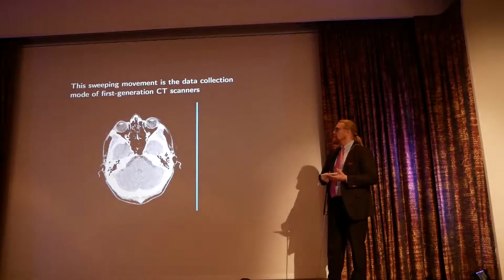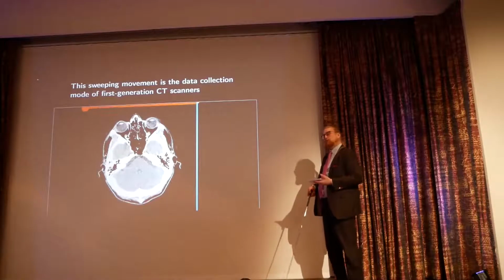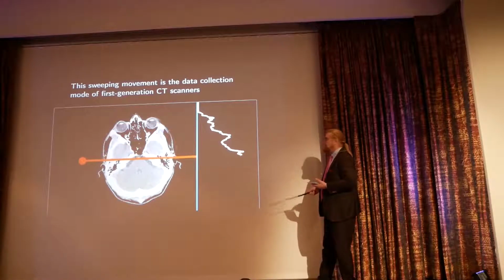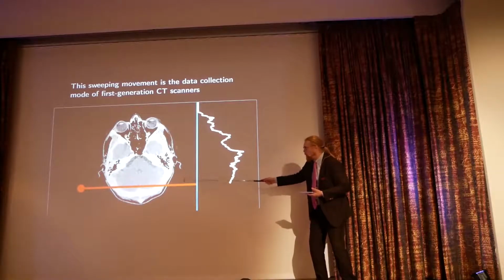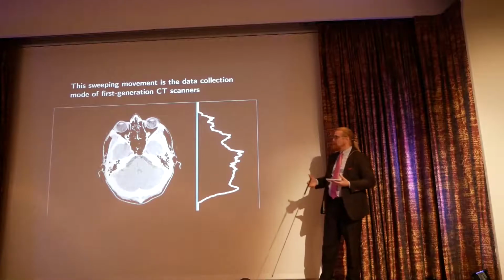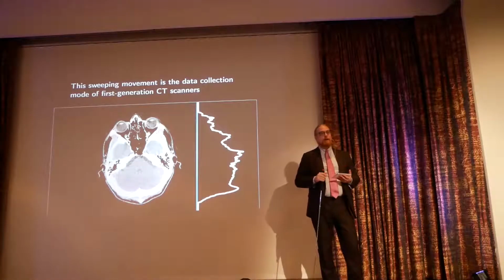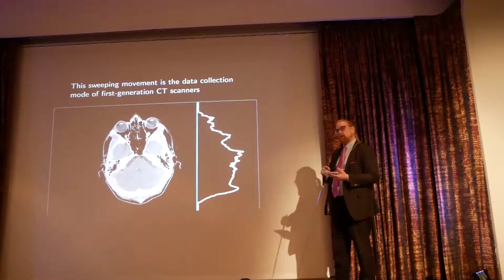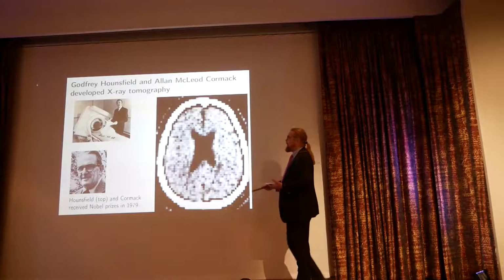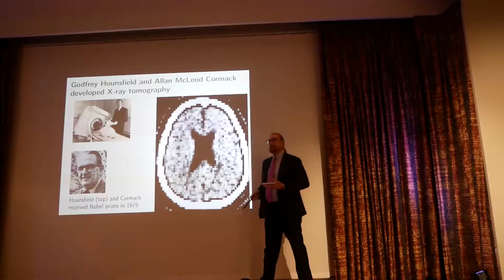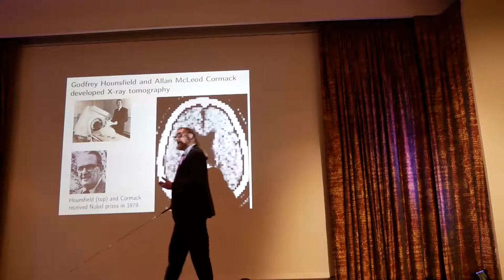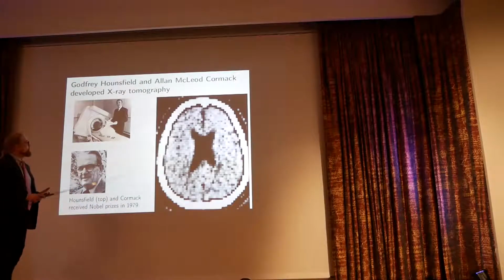This logarithm trick can be used for recording a kind of thickness profile of the whole slice. So we can collect this kind of profile, how much attenuating tissue there is on the way of the X-ray. It was the invention of Godfrey Hounsfield in the late 60s to build a machine like this, where you can see the linear movement I just showed you.